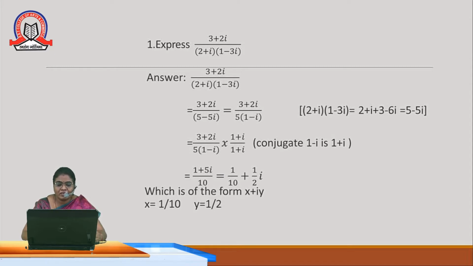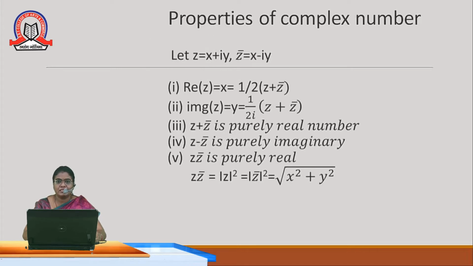(1 plus 5i) upon 10 into the complex number, we get 1 by 10 plus 1 by 2 into i. Here the first one is x, the real part, and the second one is the imaginary part. Therefore x equal to 1 by 10, y equal to 1 by 2, and we are getting the complex form of x plus iy. Next we can see the properties of complex numbers.